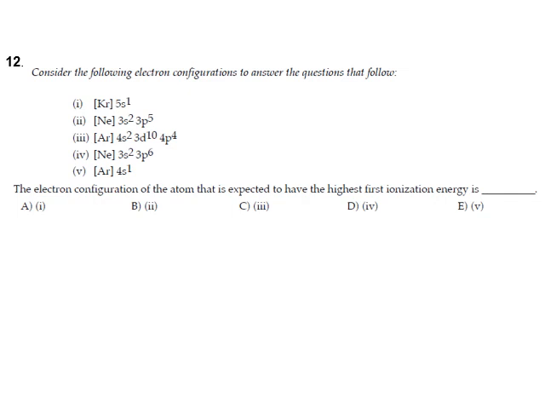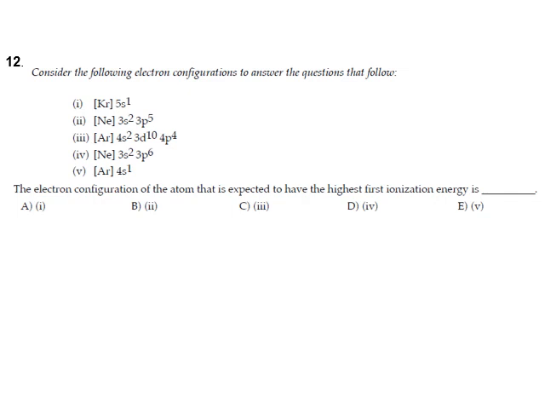So the question is, the electron configuration of the atom that is expected to have the highest first ionization energy is question mark blank. We're looking for one that has an octet. That's what we should be looking at before we even start looking at the answer choices. We want something that has an octet because those are the hardest to remove electrons from. So in other words, that's another way of saying they're going to have the highest first ionization energy. Okay, so do any of these 5 choices have an octet?